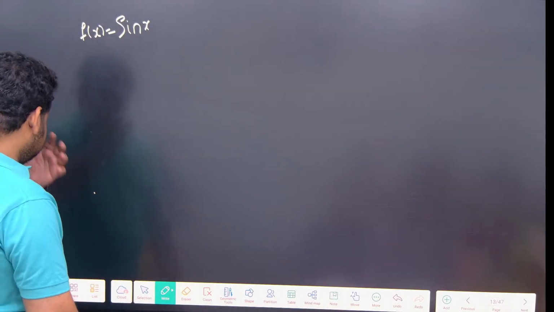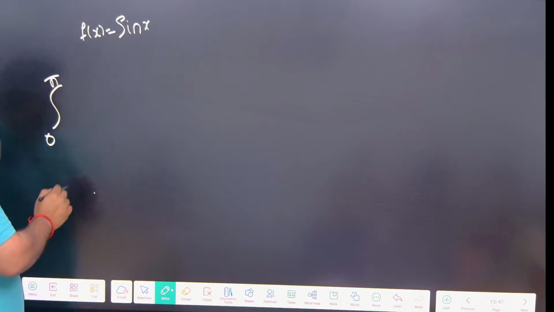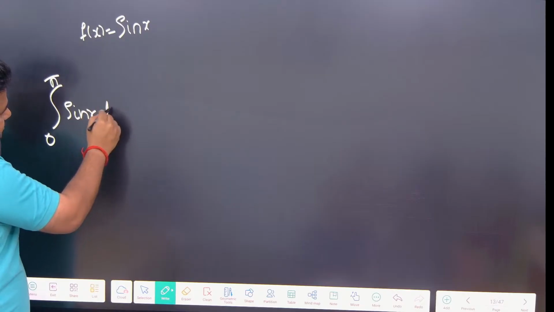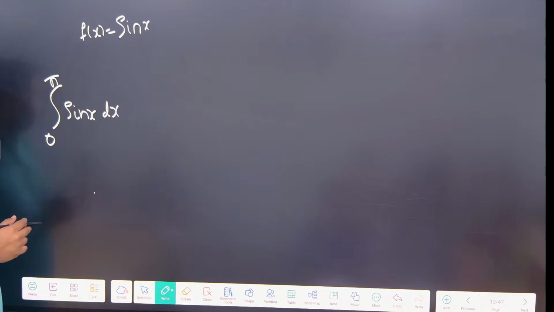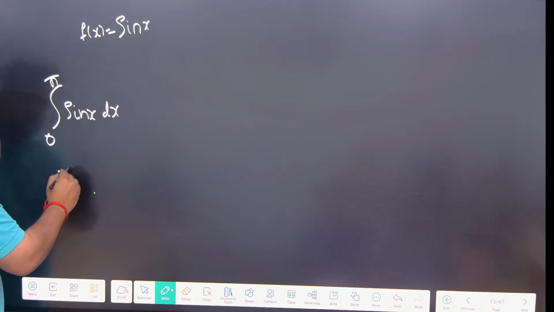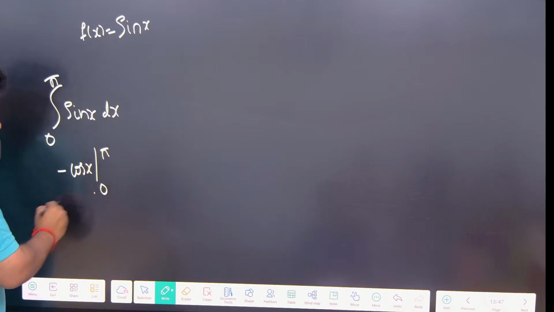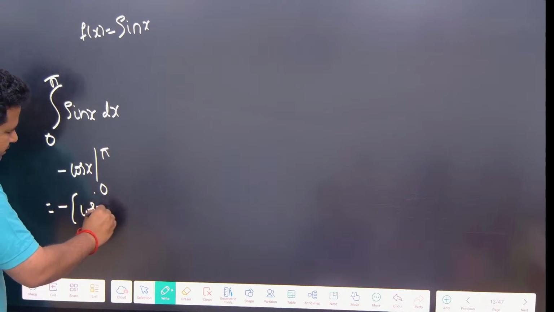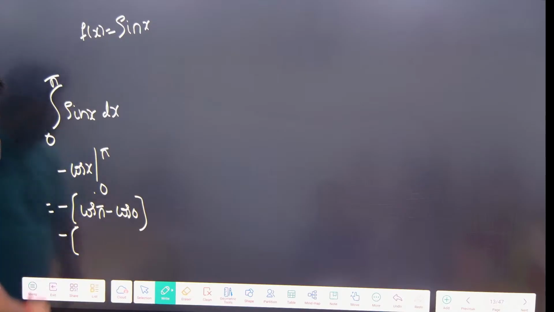Now, if they are asking us to integrate from 0 to pi of sin x dx, so integral of sin x is what? Minus cos x, from 0 to pi. So this can be written as minus, let it be outside, cos pi minus cos 0. Cos pi is what? Minus 1.